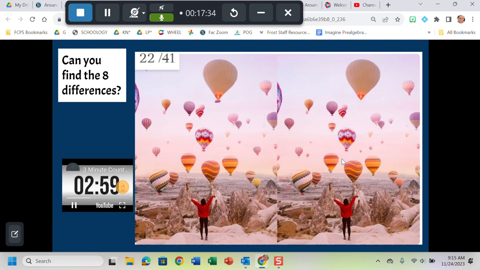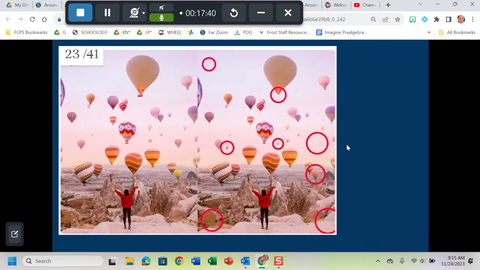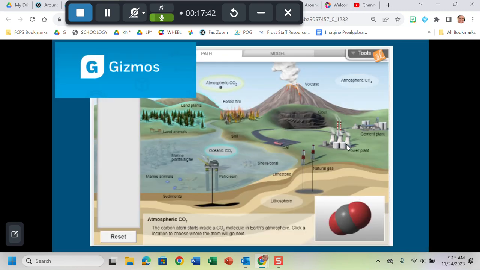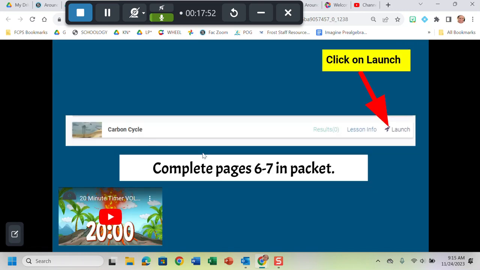All right, you can look for 8 differences here between these two. There they are. We had a Gizmos on this day. And so if you go into Schoology, let me click fast and see if I happen to have given the instructions. Yeah. So you're going to go into Schoology. You're going to click on the waffle up on the top of your screen, and you're going to choose Clever. Log into Clever, and then you should see the Gizmos icon. And hopefully it says carbon cycle, and you'll launch your carbon cycle Gizmos.